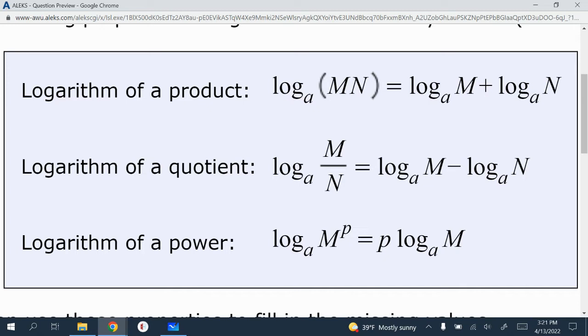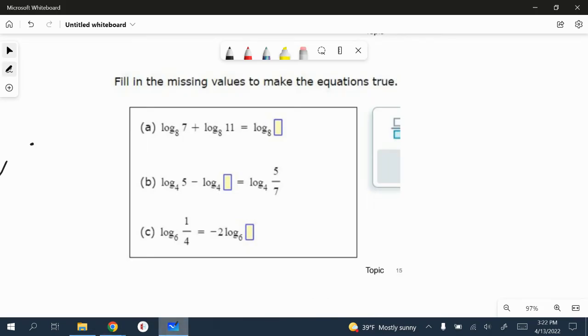Sorry about the announcement, but like I said, make sure you pause, write this down, and then we'll move on to our topic.